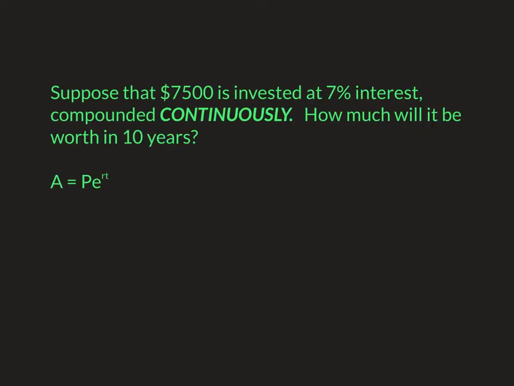All right, last slide. One of the main uses of e is interest. Okay, so it says suppose that $7,500 is invested at 7% interest, compounded continuously. I wrote that word huge, bold, italicized it, all that stuff. How much will it be worth in 10 years? All right, so the formula for continuous compounding is this. We call it the PERT formula because it spells PERT.